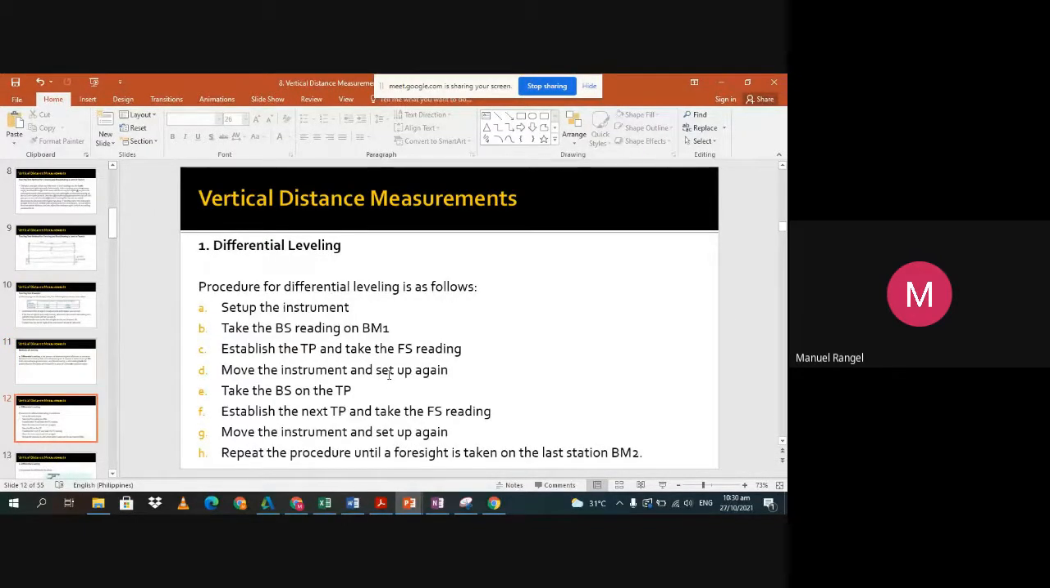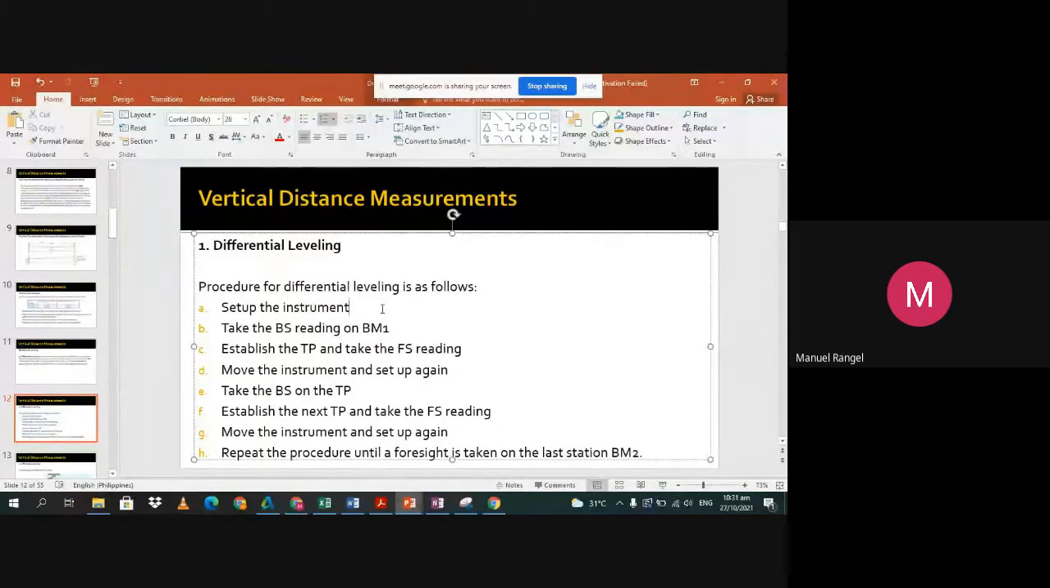So we have the procedure. First, of course, you should set up the instrument. Dapat makabalo mo asa pag-set up sa mga instrument, surveying instrument, no? Tamang pag-set up. So dili siya basta-basta ginapatindog lang. Naay proper way. Unfortunately, dili na siya ma-perform face-to-face, no? Unless naa kay surveying instrument sa inyong mga balay.